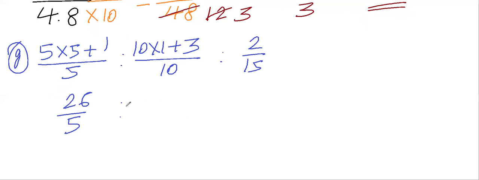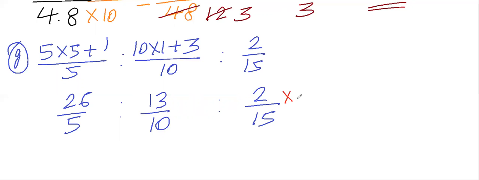Then is to, 10 1s are 10, 10 plus 3 is 13, so 13 divided by 10. Again is to 2 divided by 15. Now I have to convert this into simplest form. For that, what is the largest number in the denominator? It is 15. So I am going to multiply by 15, multiply by 15.